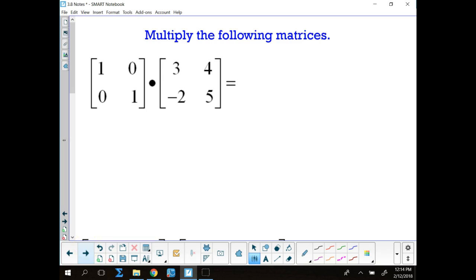So, here's an identity matrix times a matrix. Knowing what we just said, when I multiply this out, I should get that matrix back, right? I should get the 2 by 2 matrix 3, 4, negative 2, 5 back up. Let's try it here. What are the dimensions of my left matrix? 2 by 2. What are the dimensions of my right matrix? 2 by 2. These 2 numbers are the same, so they are multipliable. My result is going to be a 2 by 2 matrix.